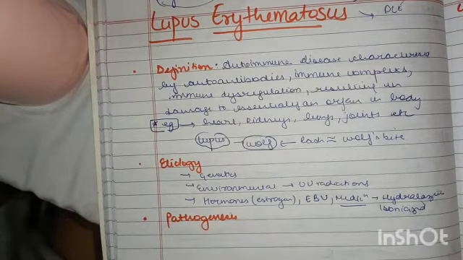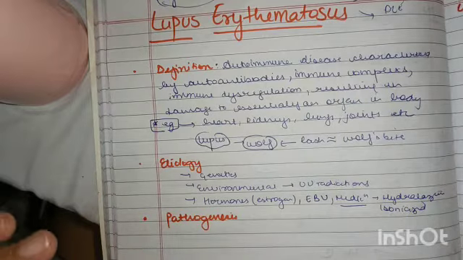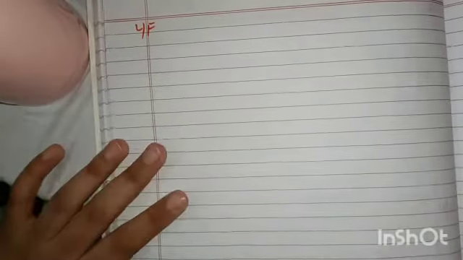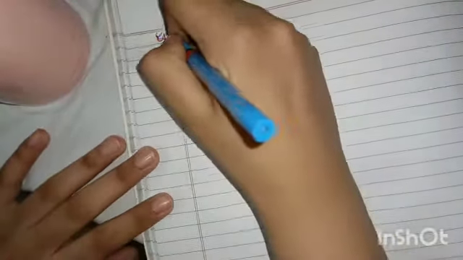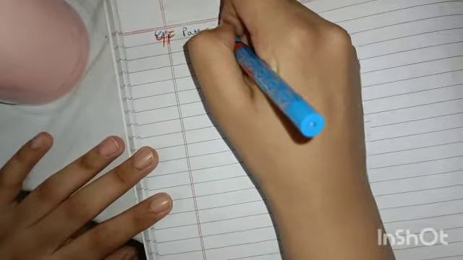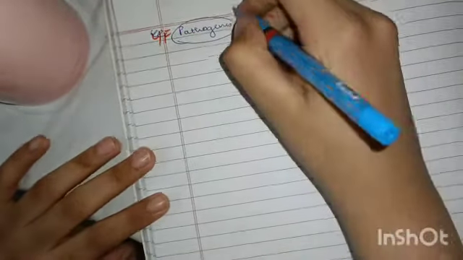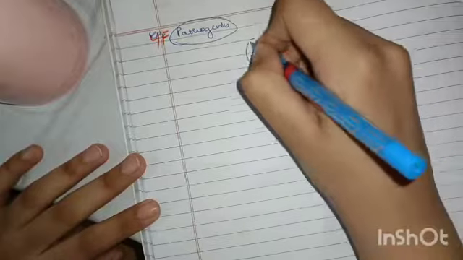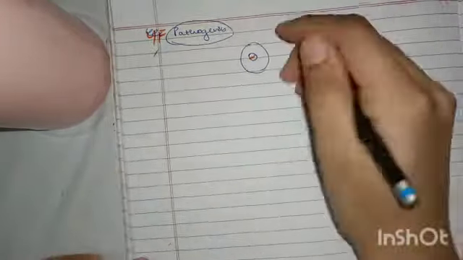Now, coming to the pathogenesis, first I'll give you an overview. First we'll draw the diagram. So, let's discuss the pathogenesis. Be attentive. Let me take a pencil. Let's consider, suppose this is a normal cell.